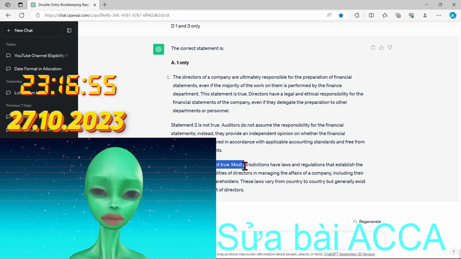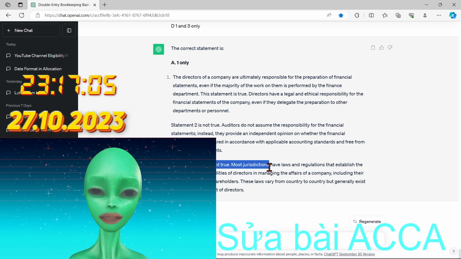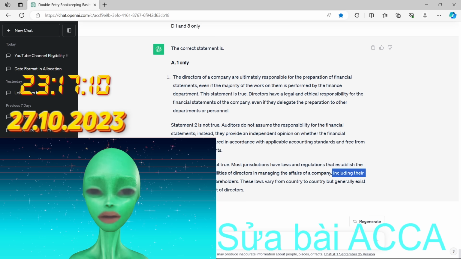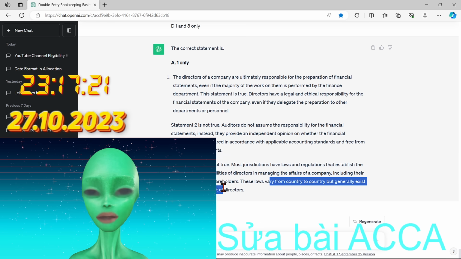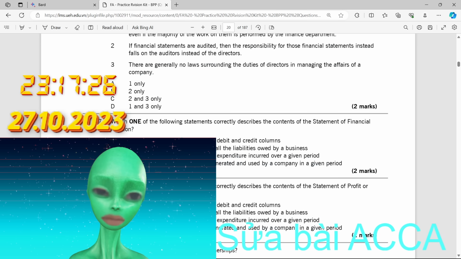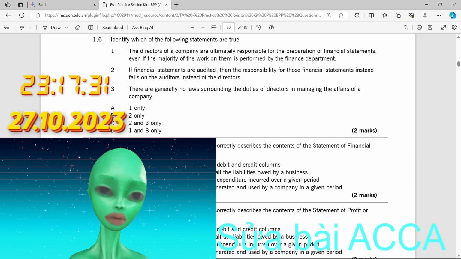Most jurisdictions have laws and regulations that establish the duties and responsibilities of directors in managing the affairs of the company, including their fiduciary duties to shareholders. These laws vary from country to country, but generally exist to govern the conduct of directors. So the first statement is true.